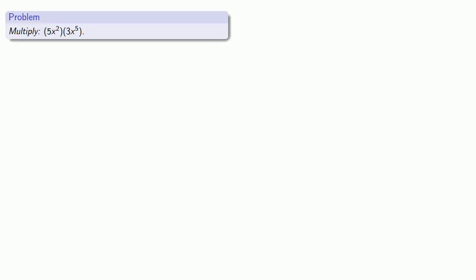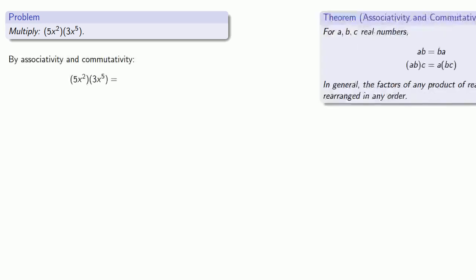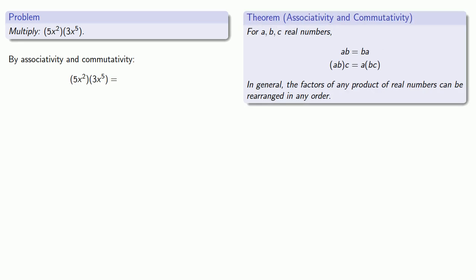So, for example, let's say we want to multiply 5x to the second by 3x to the fifth. By associativity and commutativity, it doesn't matter how we rearrange these factors. So this 5x squared times 3x to the fifth, well, that's really 5 times x squared times 3 times x to the fifth. Associativity and commutativity mean we can rearrange these in any order that we want to. So let's rearrange the factors. We know how to multiply 5 and 3, so let's put those factors together.